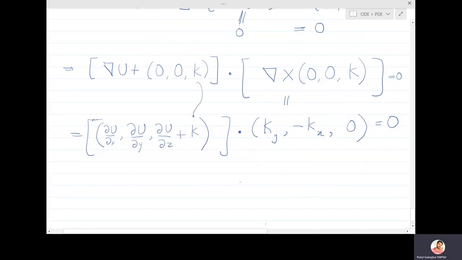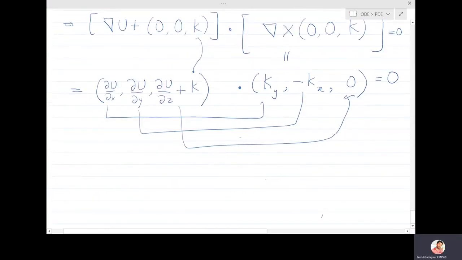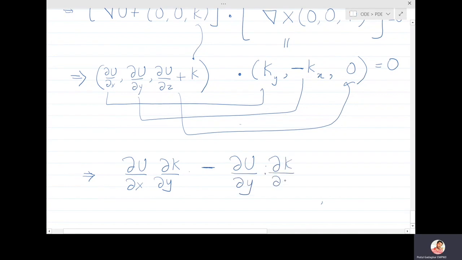What is the dot product of these two vectors? Do you see these two vectors? First into this plus second into this, and the third quantity will multiply 0. So only the first two components are going to come into the picture. What are they? It is ∂u/∂x into ∂k/∂y, minus ∂u/∂y into ∂k/∂x, which is equal to 0.